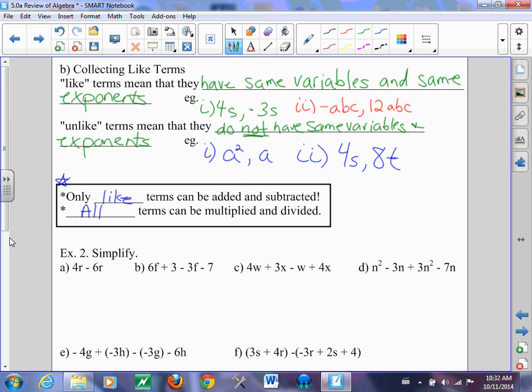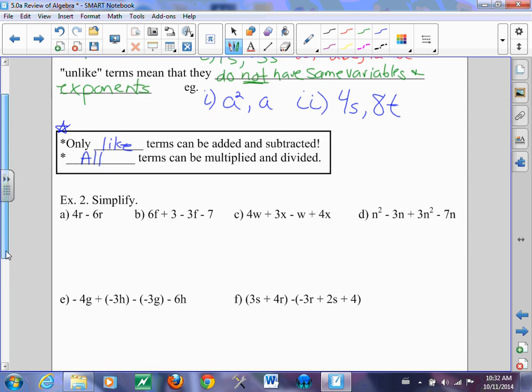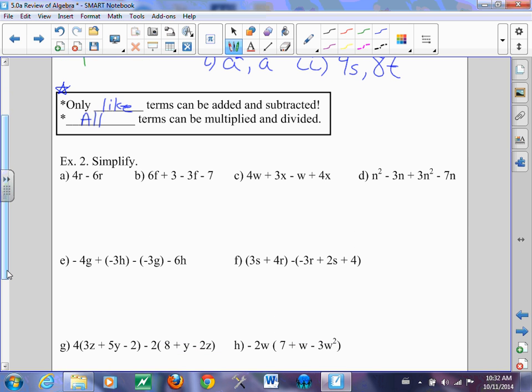All right, let's take a look at doing some of this work, folks. Looking at example 2, it says to simplify. For A, we have 4r minus 6r. Are these like terms? Yes, so you can add or subtract them. You take a look at the coefficients and say, what's 4 subtract 6? Negative 2, and you leave it as r because they're both r's.